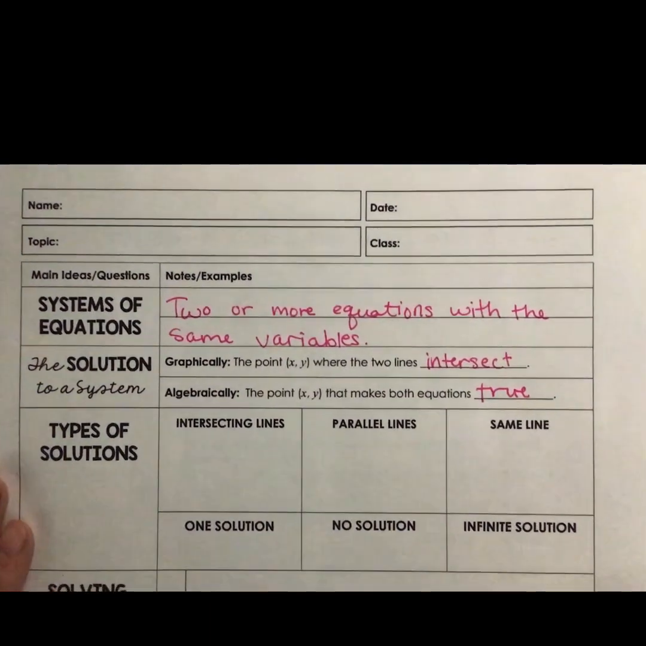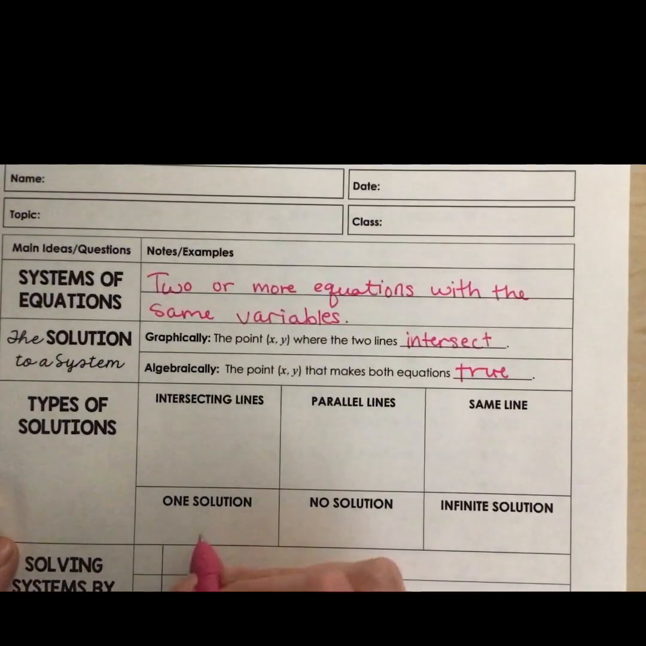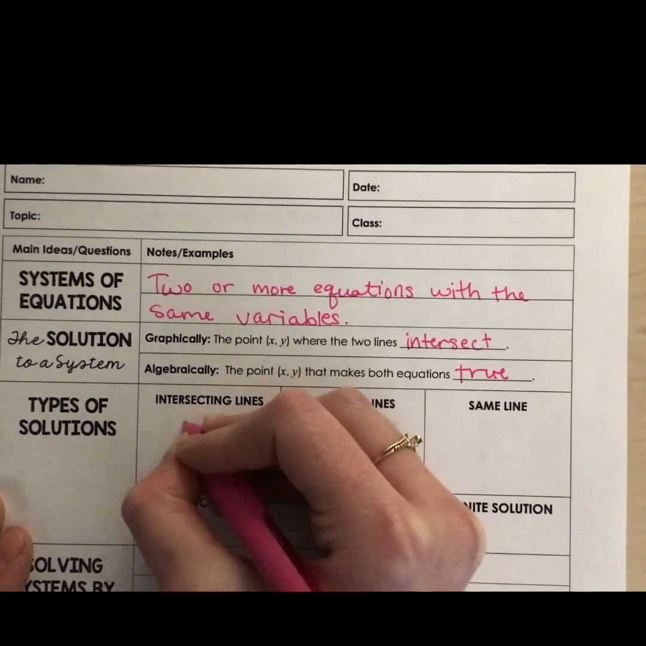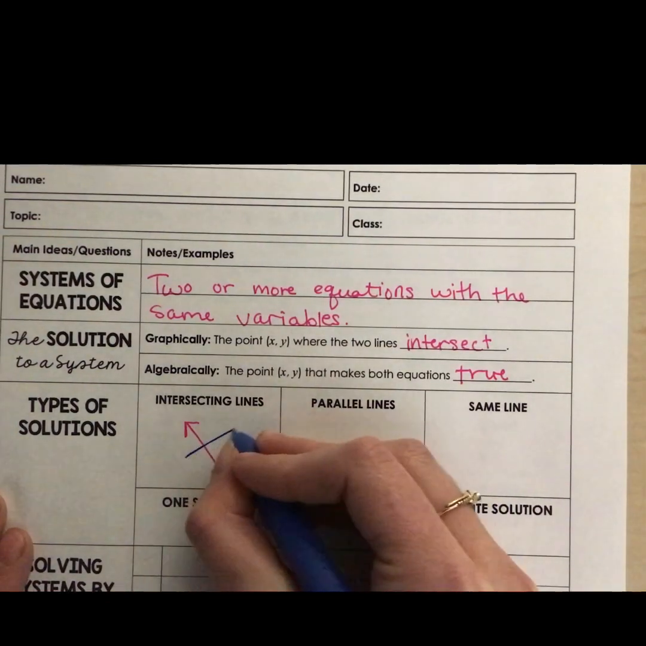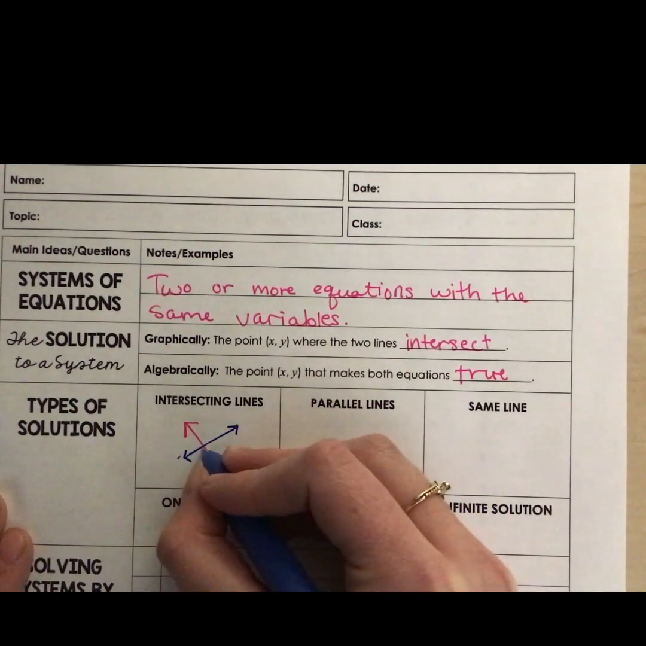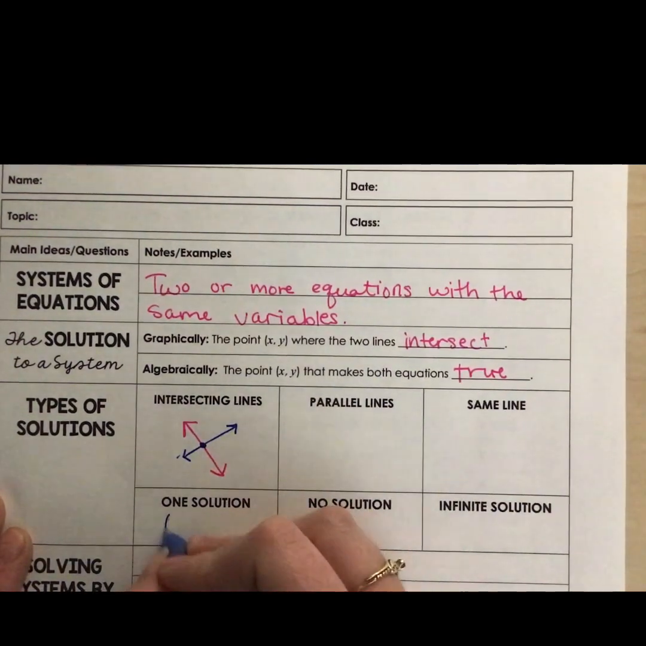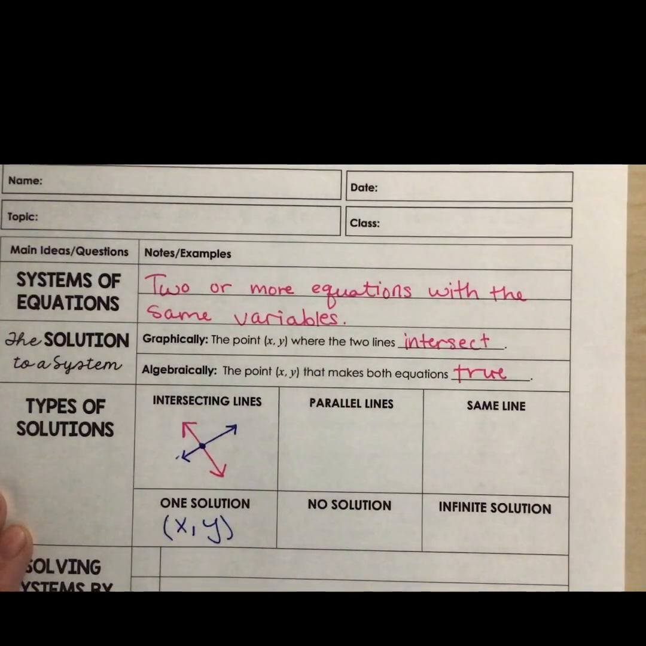So we want to talk about those types of solutions because they come in multiple ways. We have an option where we can have one solution. That's where we have our first line intersecting with a second line, and they intersect at just one specific point. When we have one solution, we can write that as just one x, y point.